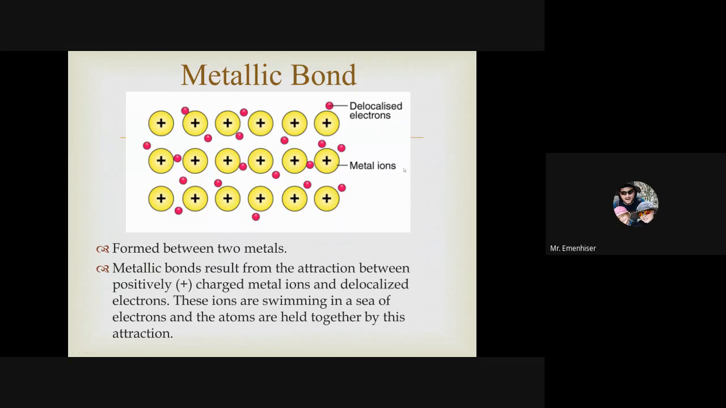All right, we are almost done here, guys. Let's just talk about metallic bonding, and we're out. So metallic bonding is formed between 2 metals.